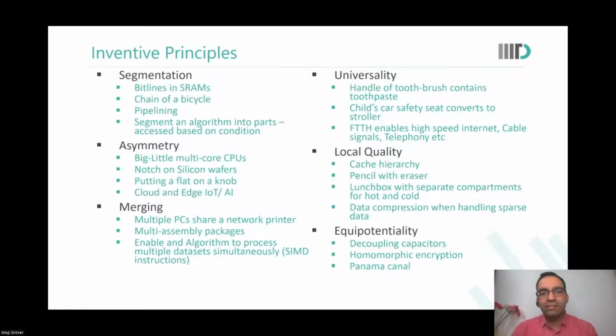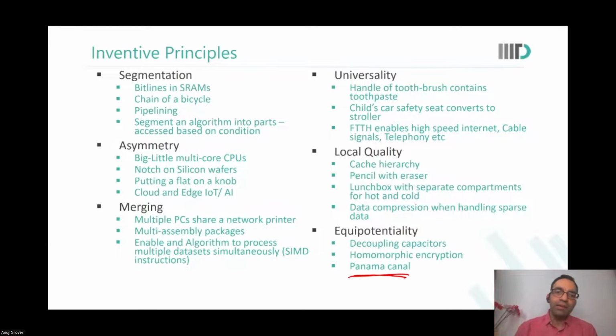You remember these? We talked about segmentation. We talked about equipotentiality when we talked about how ships cross the Panama Canal. Remember? The Panama Canal story we discussed. Yes, sir, we remember. So these are some examples of inventive principles. Segmentation, for example, is so commonly used across various design places. We talked about segmentation in terms of a bicycle, that the iron chain of a bicycle is segmented into small nuggets so that your chain becomes flexible.